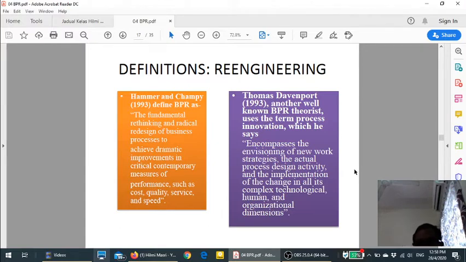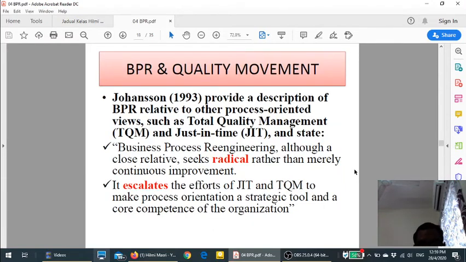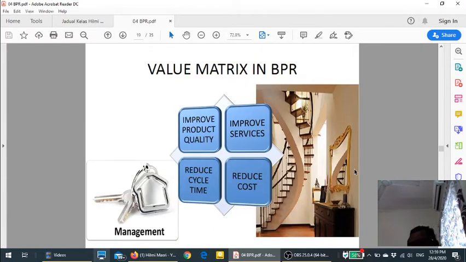So try to digest the definitions of re-engineering. Okay. Other than that, for the value matrix in BPR, the key items that we want to conduct in BPR are for us to improve the product quality. If you are offering a product, if you are offering a service, of course we want to improve the service. We want to reduce the cost, and we want also to reduce the cycle time.